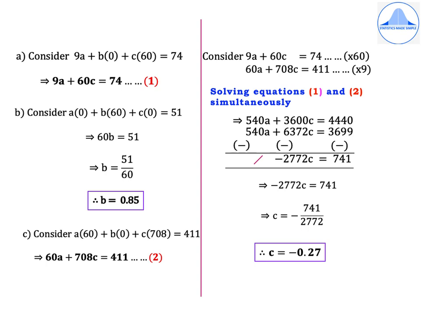When I subtract both these equations, a vanishes and you get minus 2772c equal to 741, or c is equal to minus 741 divided by 2772. Therefore, c is equal to minus 0.27. Please note that for the values of a, b and c, I am taking only two places after the decimal after rounding off.